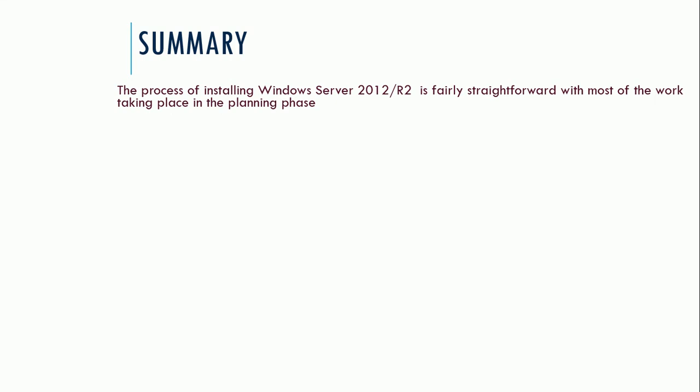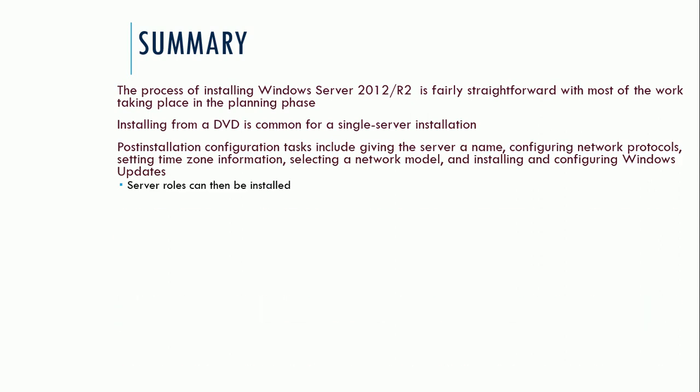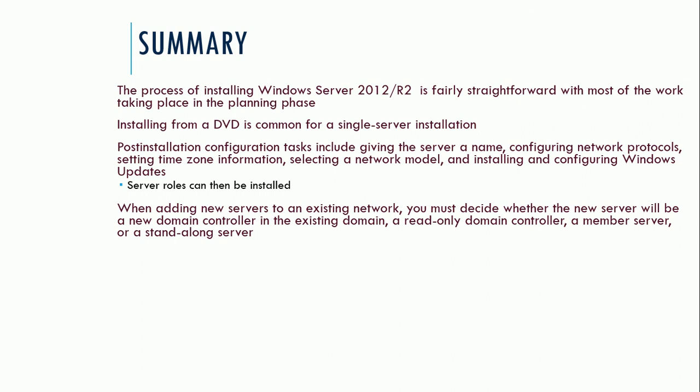So in summary, we talked about the process of installing Windows Server 2012. We talked about using a DVD, which is common for single server installation, or an ISO. We talked about the post-installation tasks like setting the IP address and the time zone and so forth, and then installing the server roles that you'll need, which you'll do after the installation.